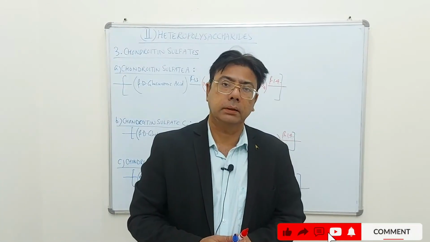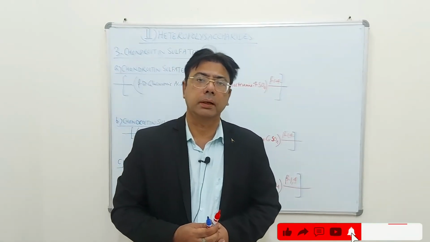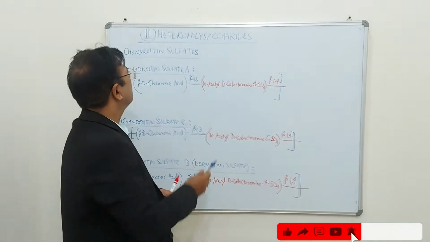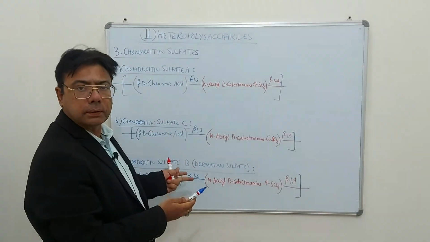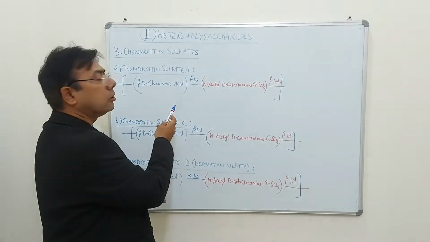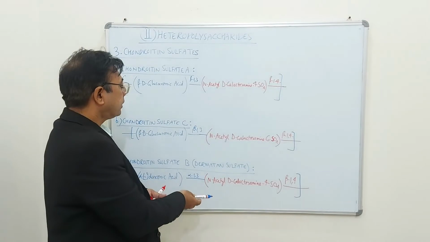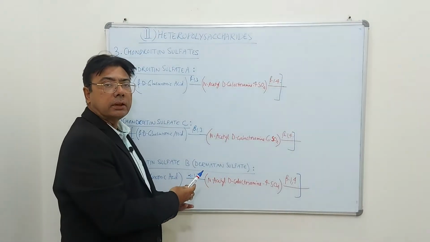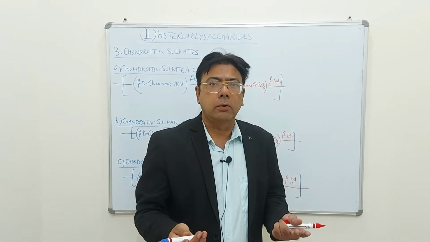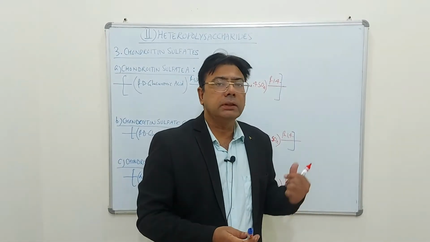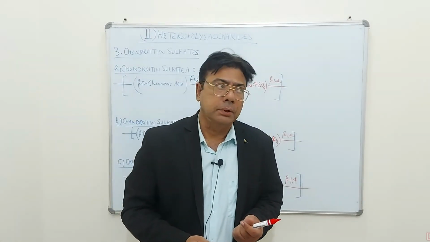The next heteropolysaccharide is again of very common occurrence. I am talking about chondroitin sulfates. We have a few types of chondroitin sulfates. Here I am describing chondroitin sulfate A, chondroitin sulfate C, and chondroitin sulfate B, which is also called dermatan sulfate. As the name itself suggests, chondro stands for cartilage. So these mucopolysaccharides are very abundant in the cartilage tissue.